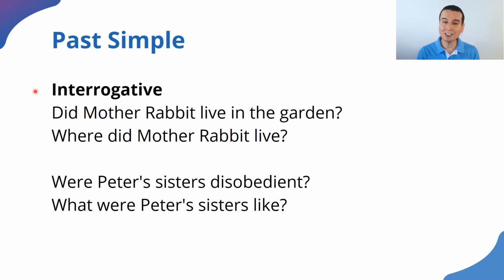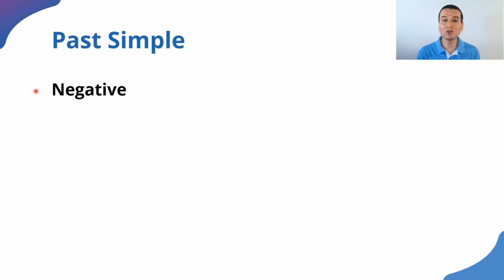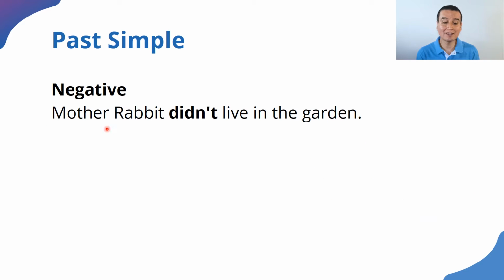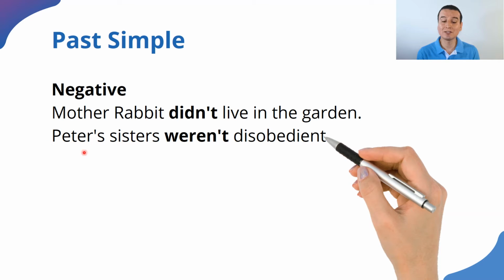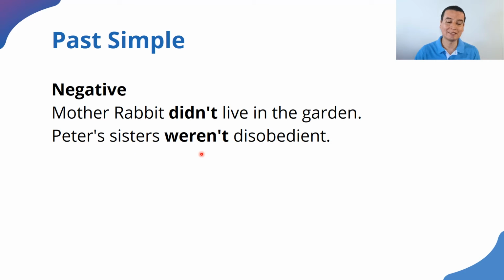Now, to use negations in the past simple, we use an auxiliary as usual. In this case, for many verbs, we use did, and for verbs that are auxiliaries themselves, we just add not. For example, Mother Rabbit didn't live in the garden. They lived under a tall tree. Peter's sisters weren't disobedient. They were obedient. All right? If you need to review this topic, you can rewind the video and watch the explanation again.